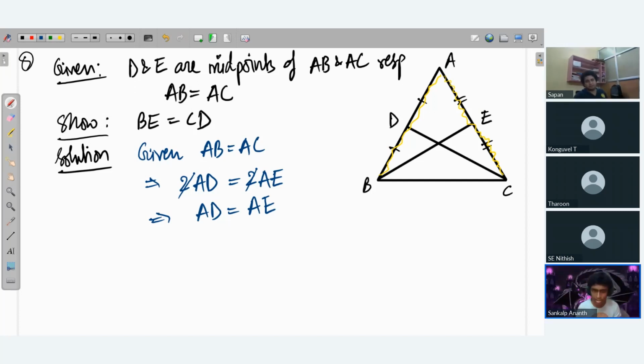Sir, did you fully hear my doubt? Yeah, that's what you were saying, no? Okay, yes, sir. AD should be equal to AE. Yeah. So AD is equal to AE, but still it doesn't give anything to show that BE is equal to CD, the diagonals, right? So how do we do that?